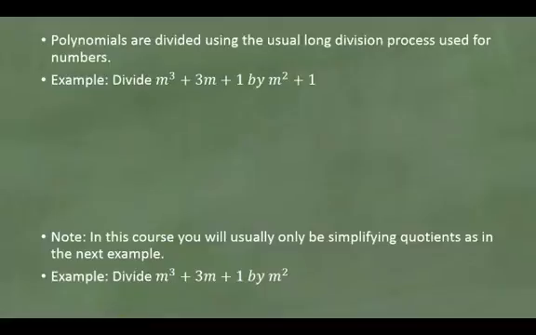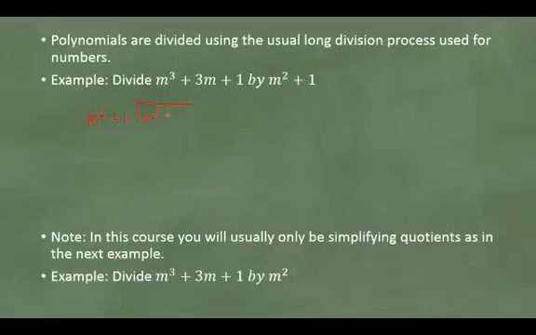Polynomials are divided using the usual long division process used for numbers. So just like numbers are divided, we can divide polynomials. It looks more complicated, but it's the same process. If we were to divide m cubed plus 3m plus 1 by m squared plus 1, we're asking ourselves, how many times does m squared plus 1 go into m cubed?